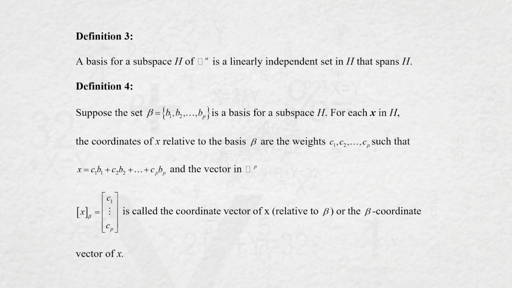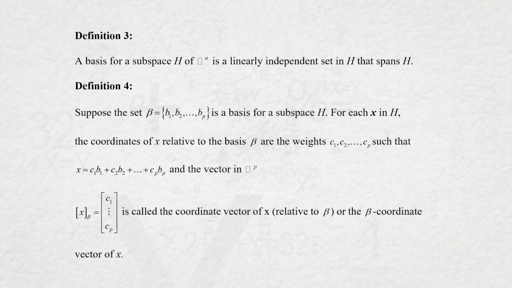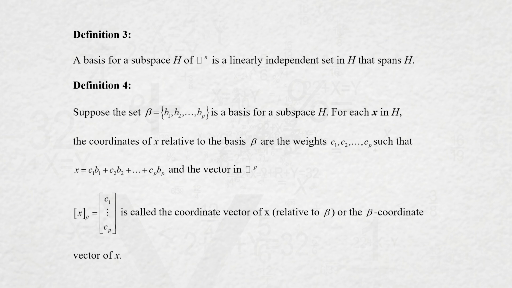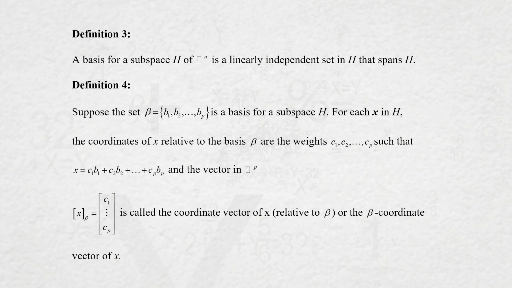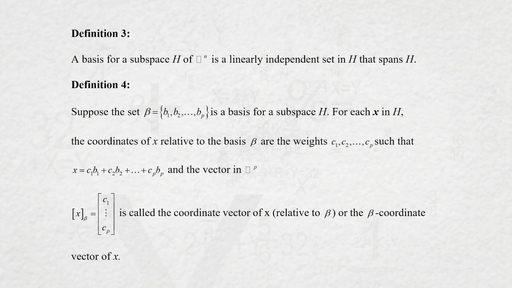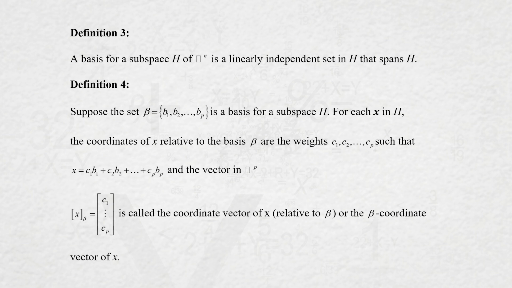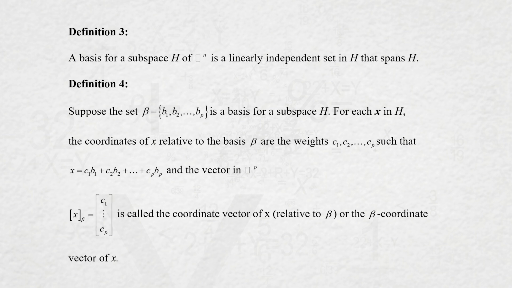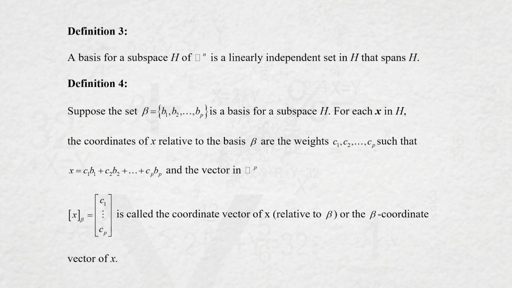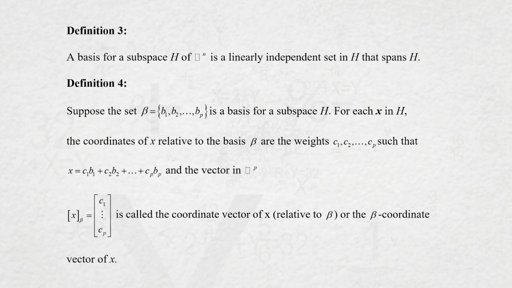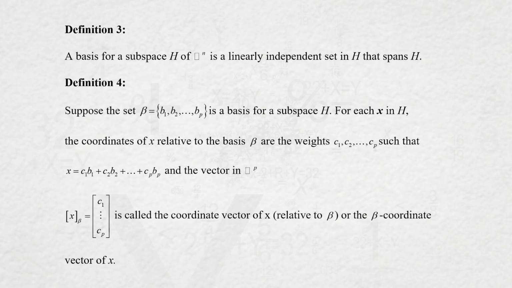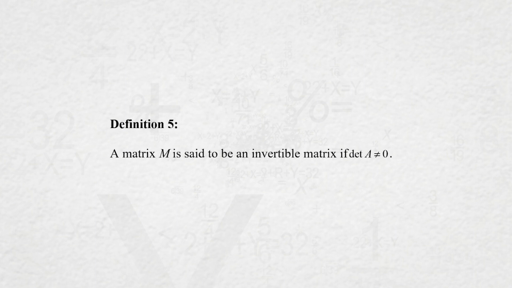For each x in H, the coordinates of x relative to the basis beta are the weights c1, c2, etc., cp such that x is equal to c1 b1 plus c2 b2 plus etc. plus cp bp, and the vector in R^p, that is [x]_beta, is equal to the column vector c1, c2, etc., cp. It is called the coordinate vector of x relative to beta, or the beta coordinate vector of x. We shall see the next definition.